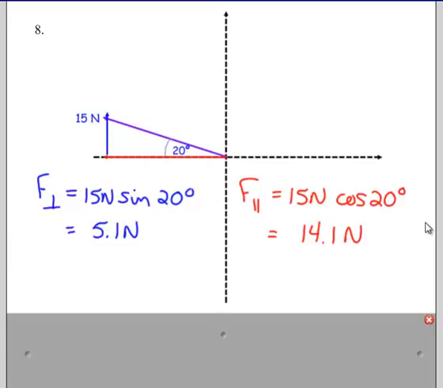So we can add these vectors parallel to each other and find net forces or vector sums more easily.